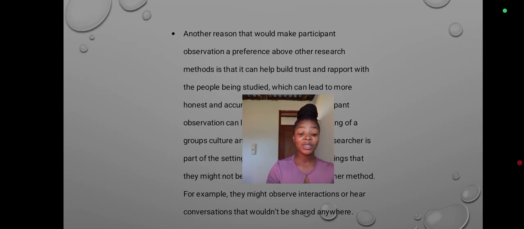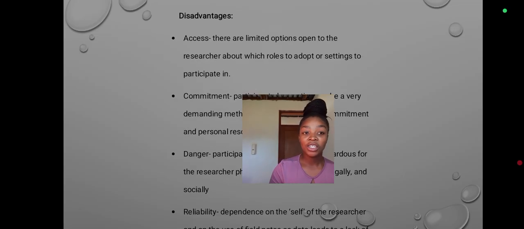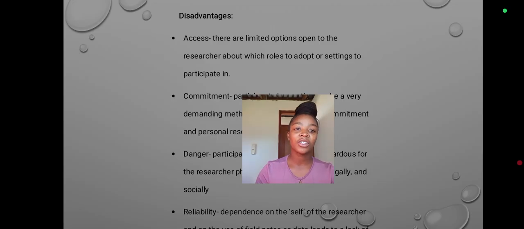Moreover, participant observation can lead to greater understanding of a group's culture and behavior. Since the researcher is part of the setting, they can see and hear things that they might not be able to access through other methods. For example, they might observe interactions or hear conversations that wouldn't be shared anywhere else. The disadvantages of participant observation.